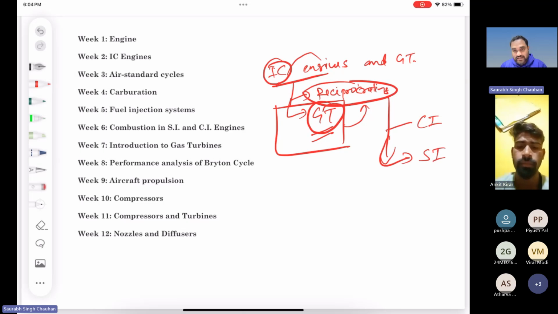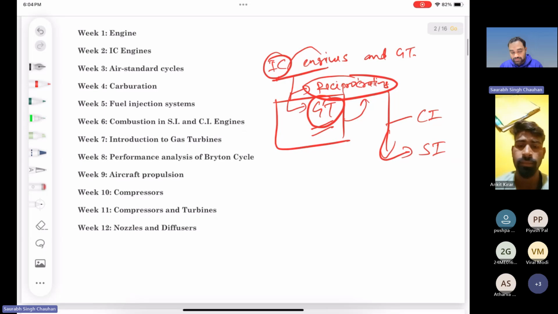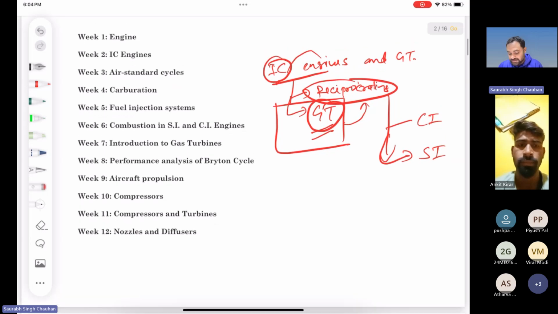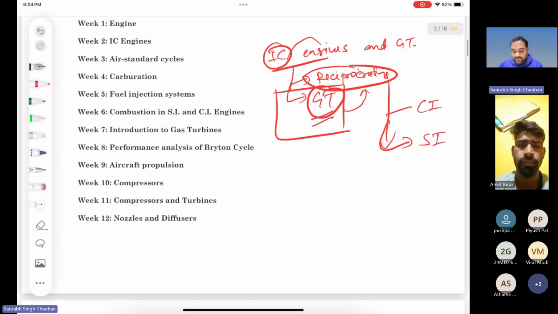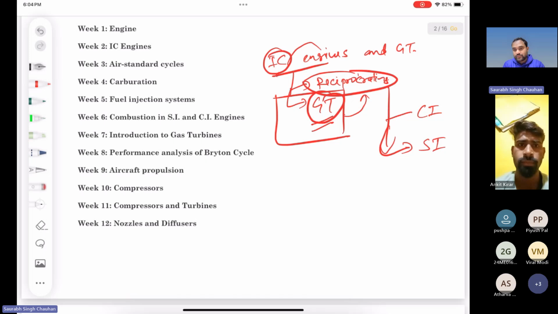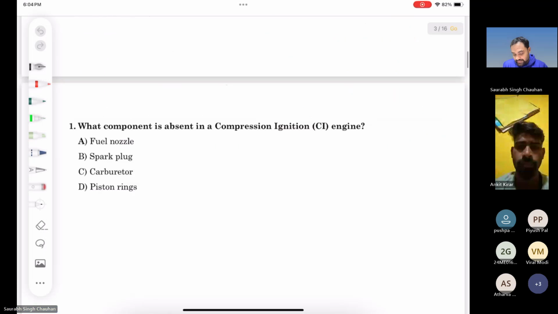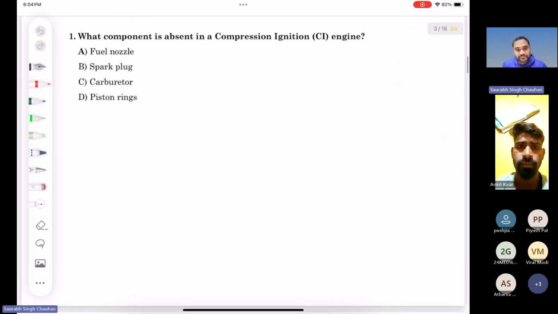So this basic idea you already have from the content of week 1, right? We will try to solve some problems, so you will get an idea how to solve the assignment problems. In week 1, the content was very introductory level, so there were not any complex problems, right?